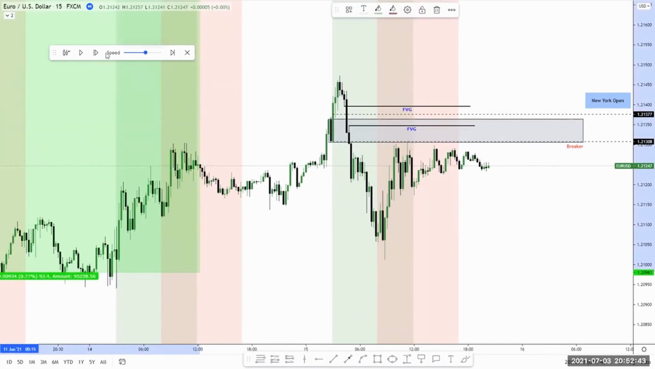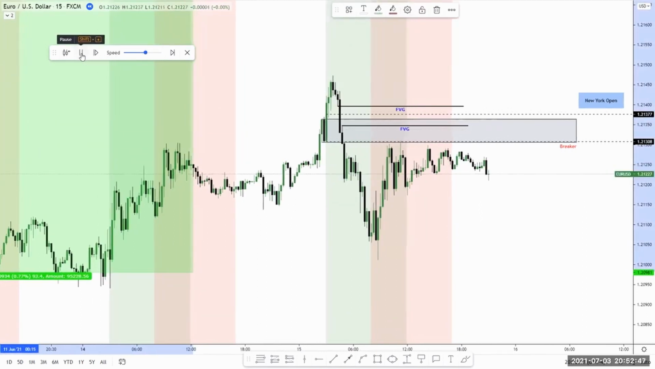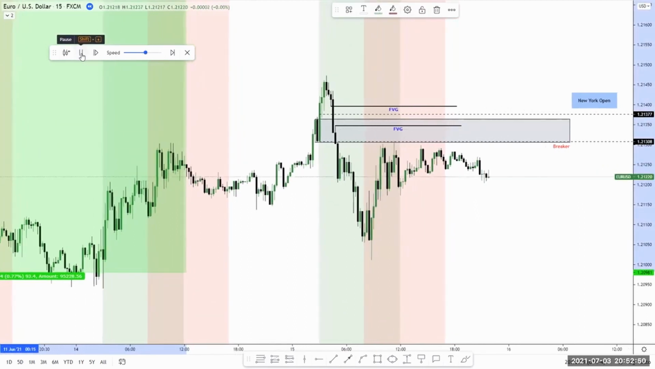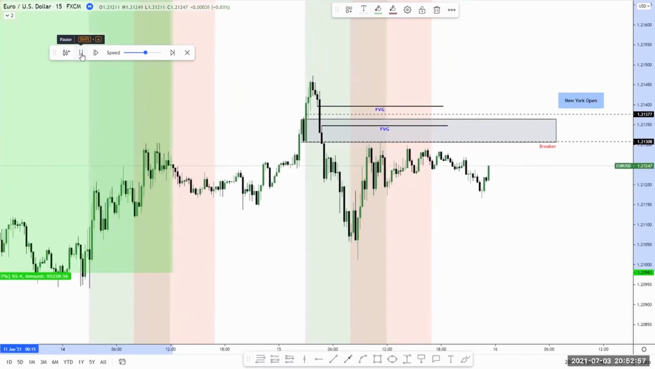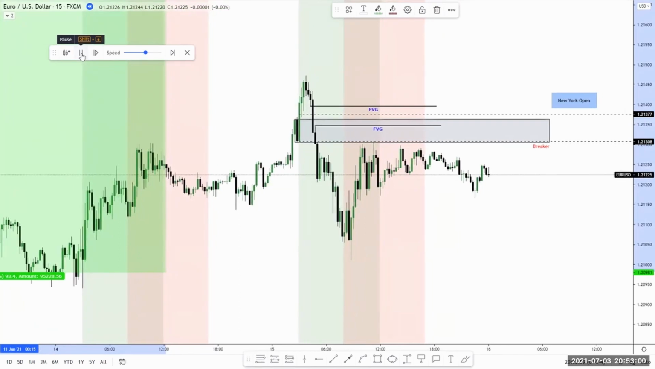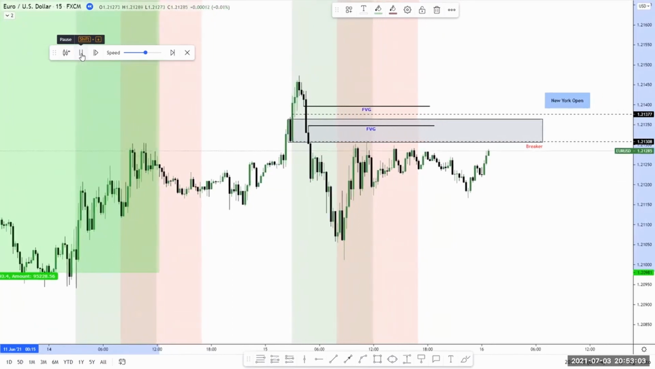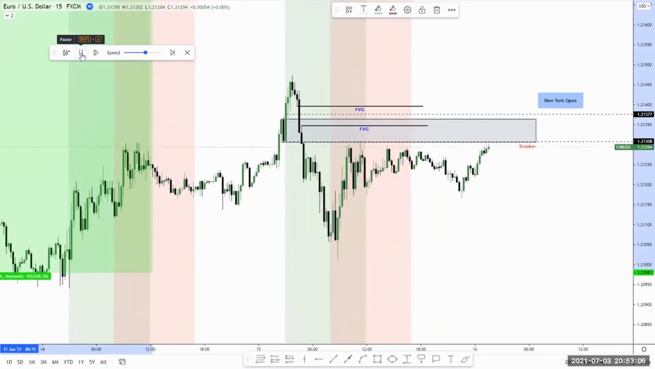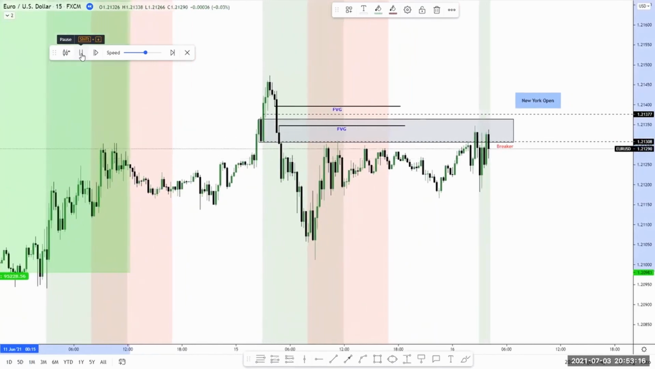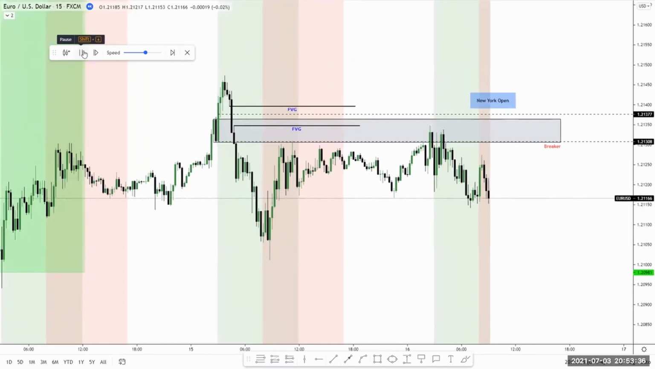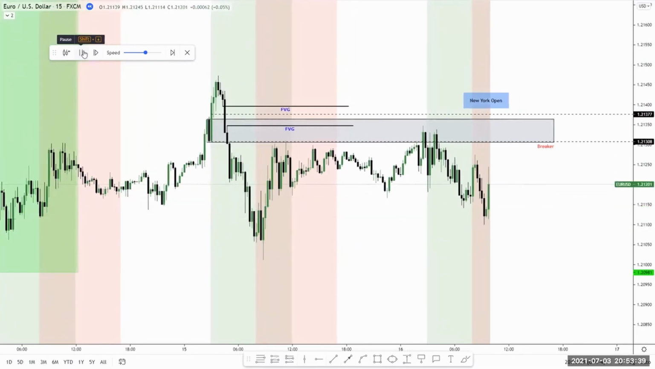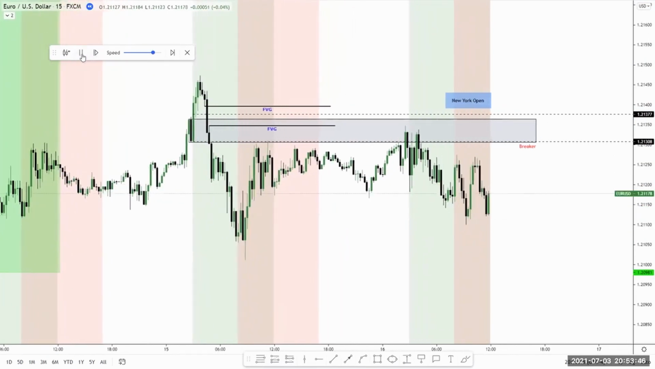Now let's slow this down and play out the price action. Accumulation: price moving sideways, accumulating orders, generating liquidity. That's Asian session. We have London session underway right now, which is going to give us a retest back up into our area of interest. New York open, there's New York open right there. That's what's going to send price flying.